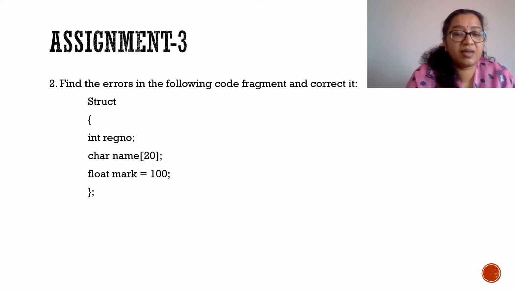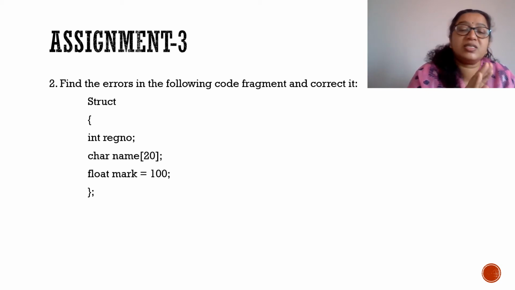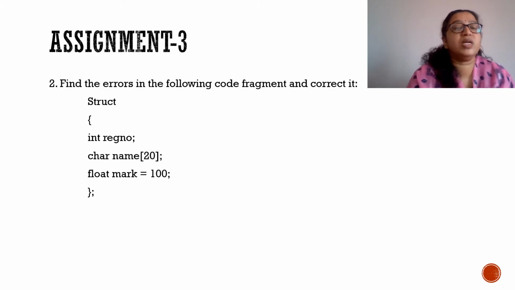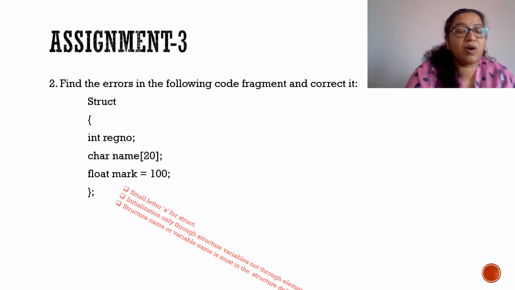Then in the next line, float mark equal to 100 semicolon. In the first video, do you remember that initialization? Initialization is not possible through the element. It is possible only at declaration time. This is wrong. Element initialization is not possible at the definition time. Okay, we can initialize only at variable creation time. So these are the wrong statements. Okay, so how can we correct it?